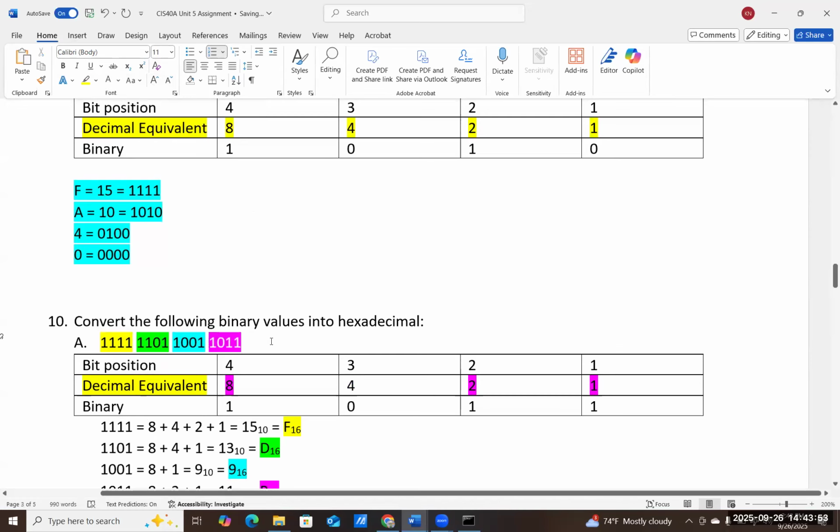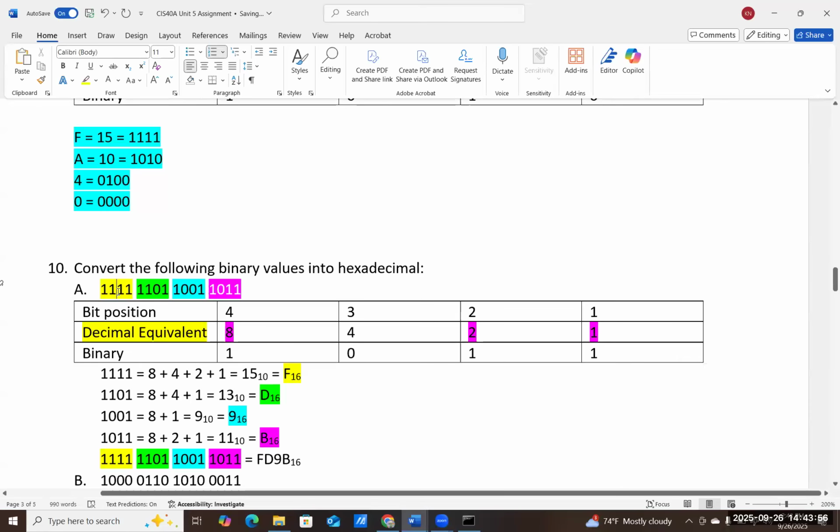Okay. So the first one, which is all ones, we already solved that from the last. When you see all ones, you know it's a 15, and that's an F, right? So you put all the ones together, that's an F. So 8 plus 4 plus 2 plus 1 gives you 15, base 10, which is F base 16. Okay, so that's the first one here, and I color coded that in yellow so you can see.